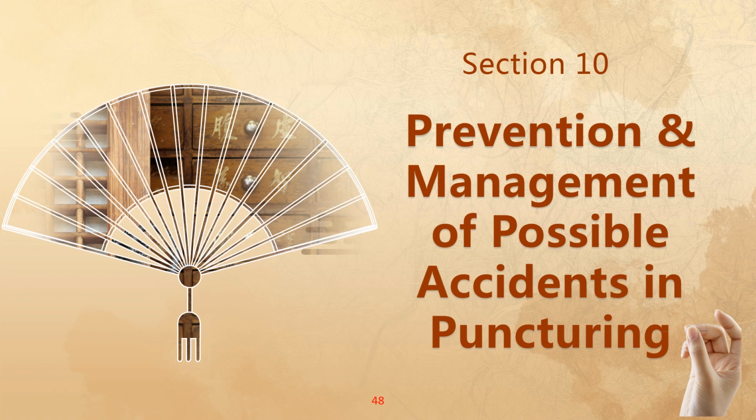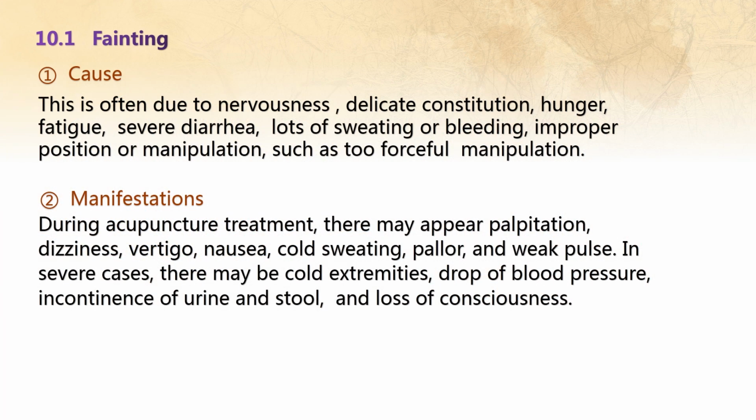Section 10. Prevention and management of possible accidents in puncturing. First, fainting. Cause. This is often due to nervousness, delicate constitution, hunger, fatigue, severe diarrhea, loss of sweating or bleeding, improper position or manipulation, such as too forceful manipulation. Second, manifestations. During acupuncture treatment, there may appear palpitation, dizziness, fatigue, nausea, cold sweating, pallor, and weak pulse.